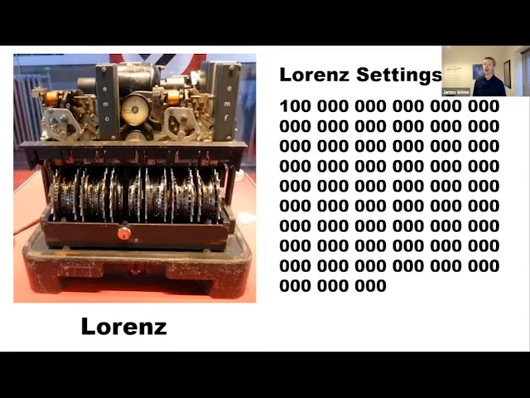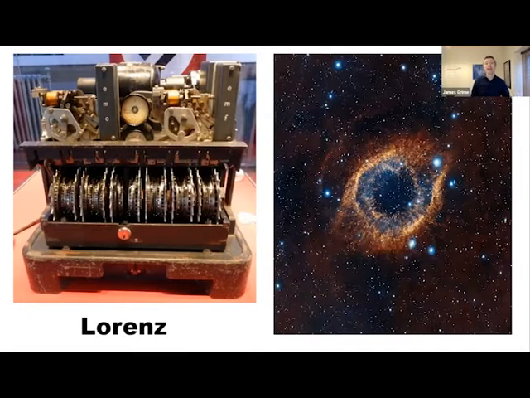Absolutely massive number. More than there are grains of sand on Earth. In fact, there are more Lorenz settings than there are atoms in the observable universe. Absolutely ridiculous number. Far too many to check. In fact, it's even worse than that, because if each atom in the observable universe was itself a universe, there would be more Lorenz settings than there are atoms in a universe of universes of atoms. It's just a ridiculous number.